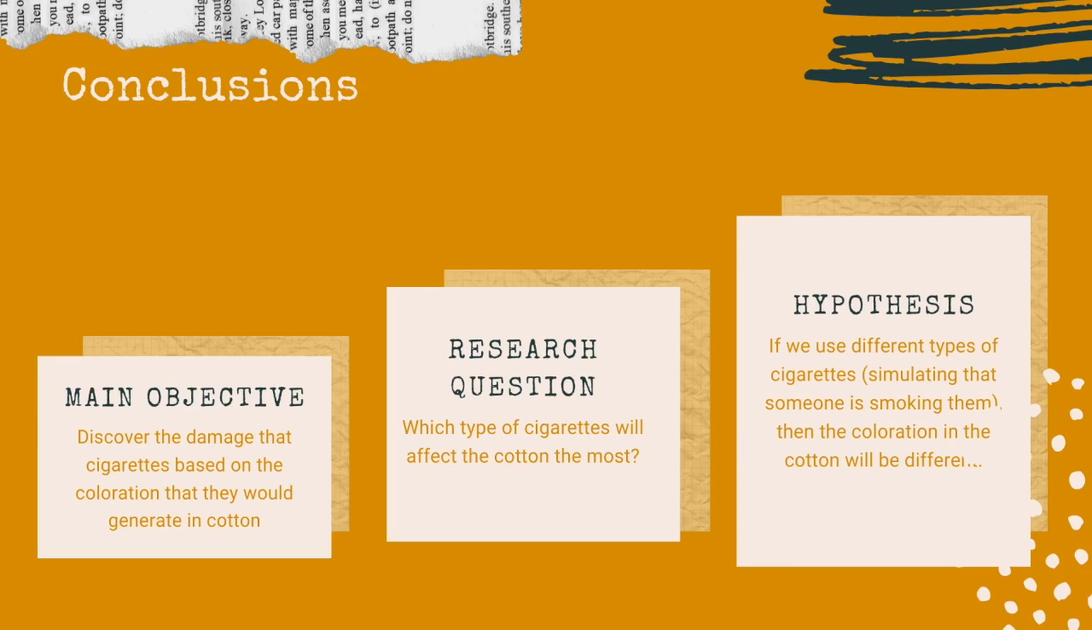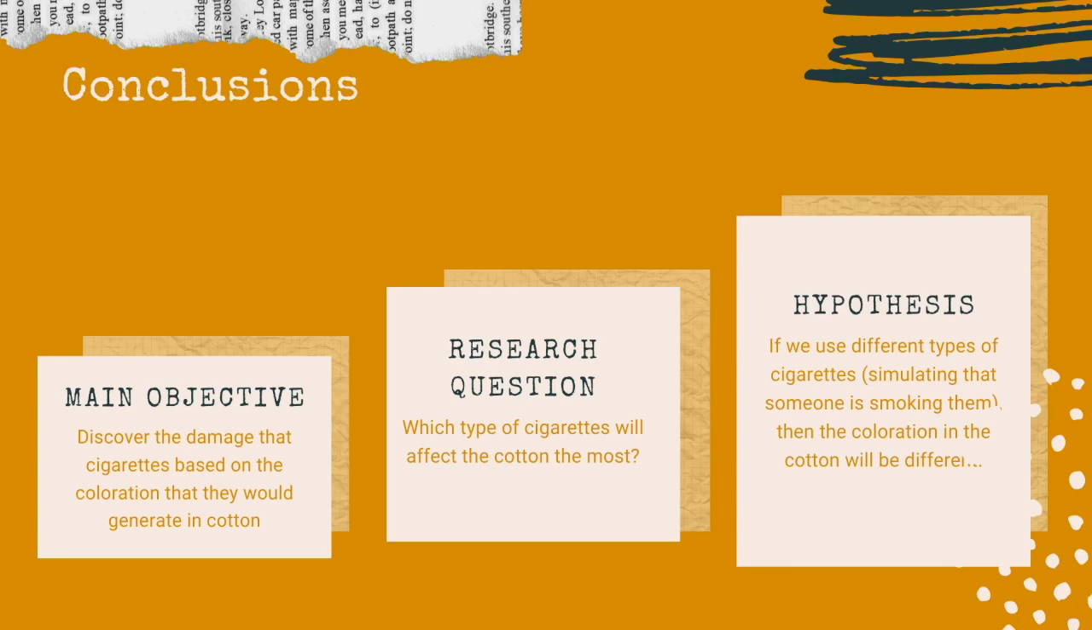Finally, our conclusions. Our experiment entitled Darkening in Cotton by Cigarettes had as its main objective to discover the damage that cigarettes make based on the coloration that they will generate in cotton. But we decided to take our investigation further by asking ourselves the following question. Which type of cigarette will affect the cotton the most? And this is how we decided to compare between 5 brands of cigarettes in order to prove the following hypothesis.